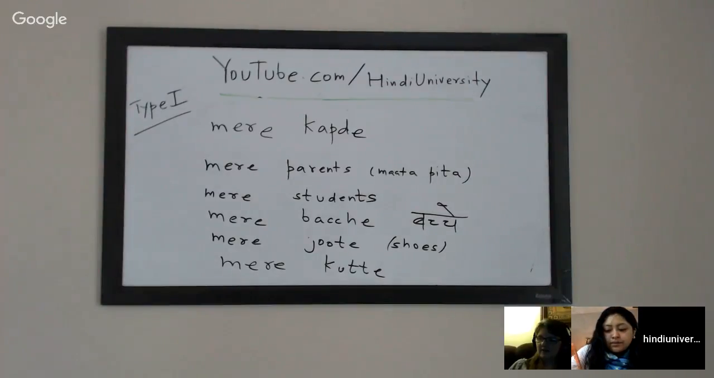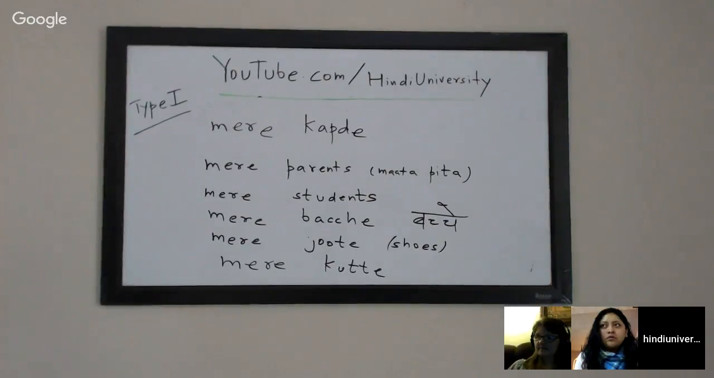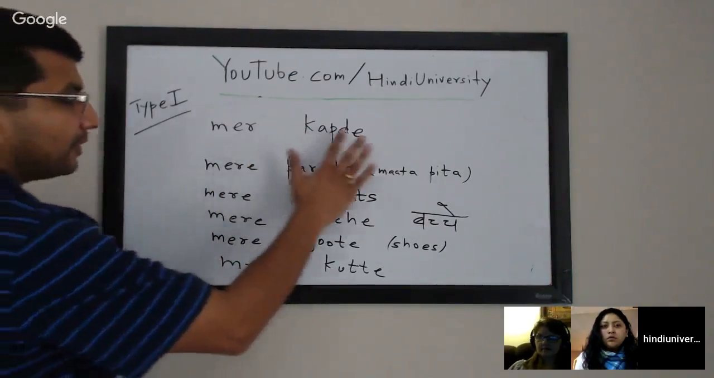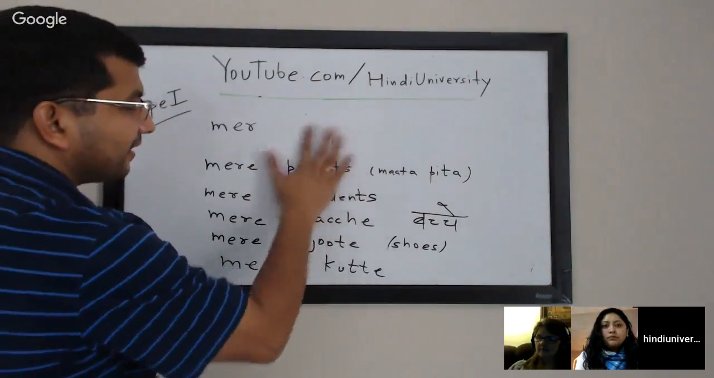Very good. Let's see what other people are saying. Kalam is one pen, and kalam is also considered feminine. So you'll say meri kalam. But dabba is correct. Dabba is a box. If you're talking about one box, you will say mera dabba. If you're talking about multiple boxes, you will say mere.